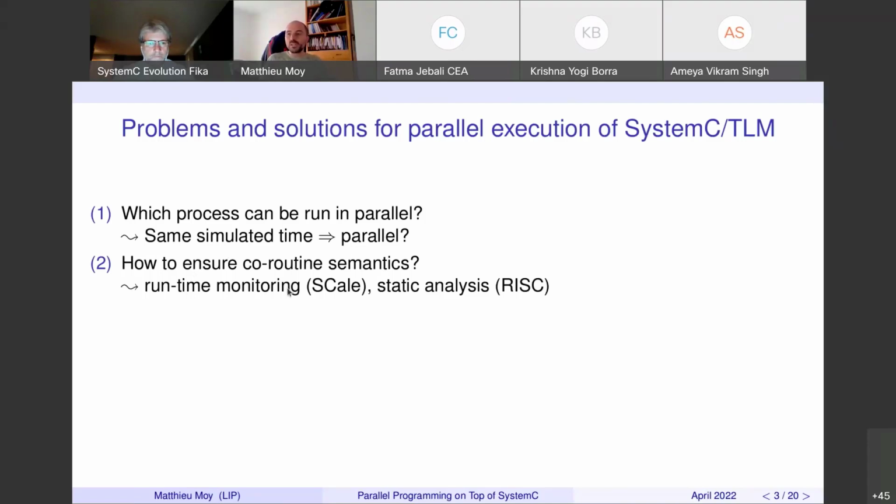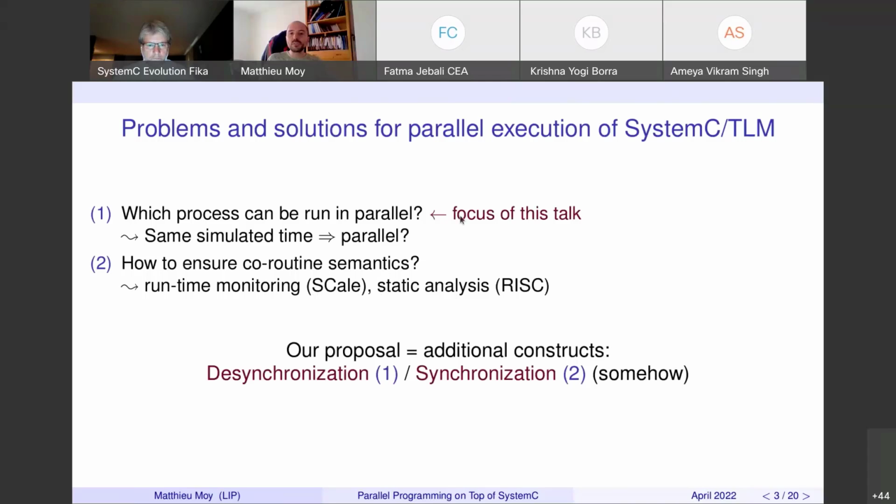The second question will be addressed more by the next talks about SCALE and RISC. And by the way, I'm also a co-supervisor of the PhD behind SCALE. So I'm not the speaker, but I know the subject also. And in this talk, I'll focus more on the first aspect, which processes can we run in parallel?